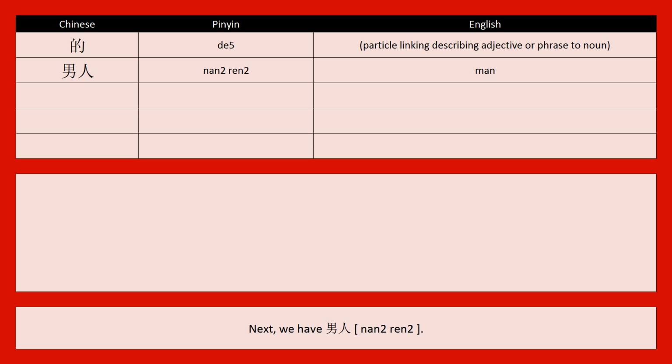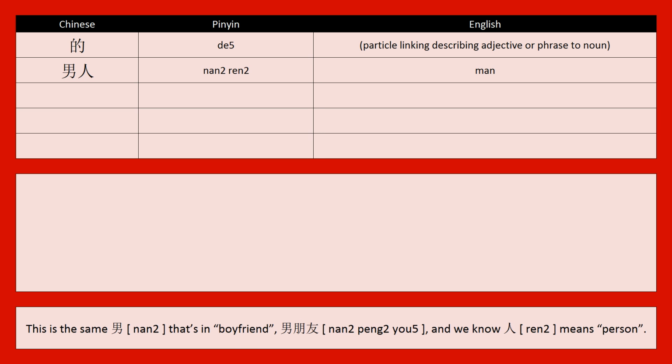Next, we have 男人. This is the noun, man. The pinyin is N-A-N second tone and R-E-N second tone. This is the same 男 that's in boyfriend, 男朋友, and we know 人 means person.